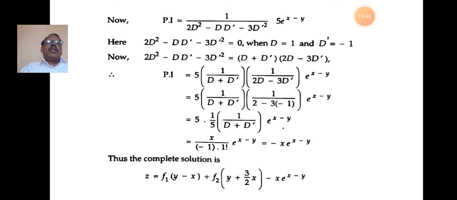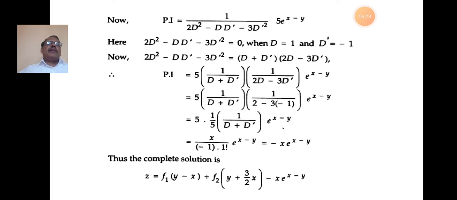Since the denominator becomes 0, we apply the formula x^1/m^1, that is, x/1! times 1/(factor) · e^(x−y). So PI = x e^(x−y), or x to the power of 1 by 1! into e^(x−y).